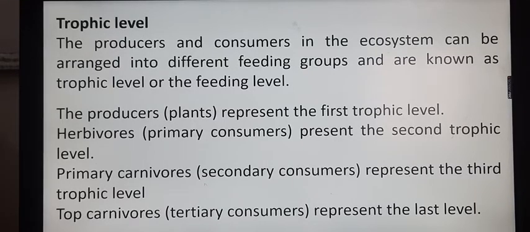Then primary carnivores are the secondary consumers because they feed on herbivores, that is the primary consumers. So they will represent the third trophic level. Then top carnivores will be the tertiary consumers, because they are feeding on the primary consumers or primary carnivores or secondary consumers. So they will be the last trophic level.